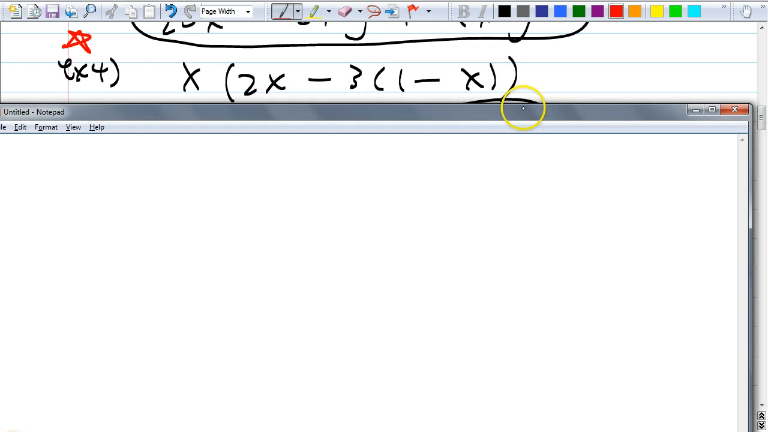Let's take example 4. So take a look at example 4. This looks kind of interesting. It doesn't look the same as before. Okay, so I got x times, in parentheses, 2x minus 3, and there's another parenthesis in there, 1 minus x. Okay, so it's x times, in parentheses, 2x minus 3 times, in parentheses, 1 minus x. So what should we do? This one looks a little bit different than all the other ones that we've been doing. I want you to all think about this. So write it down. What should we do first in this example?